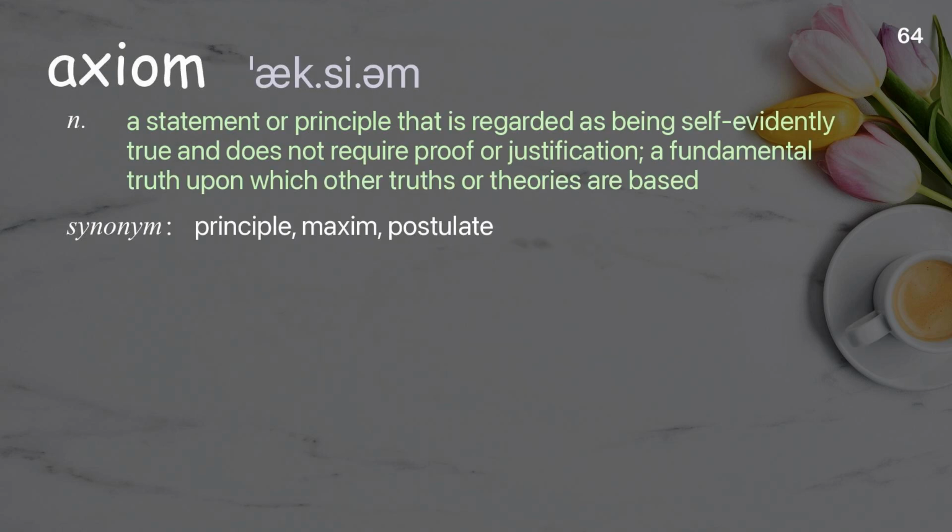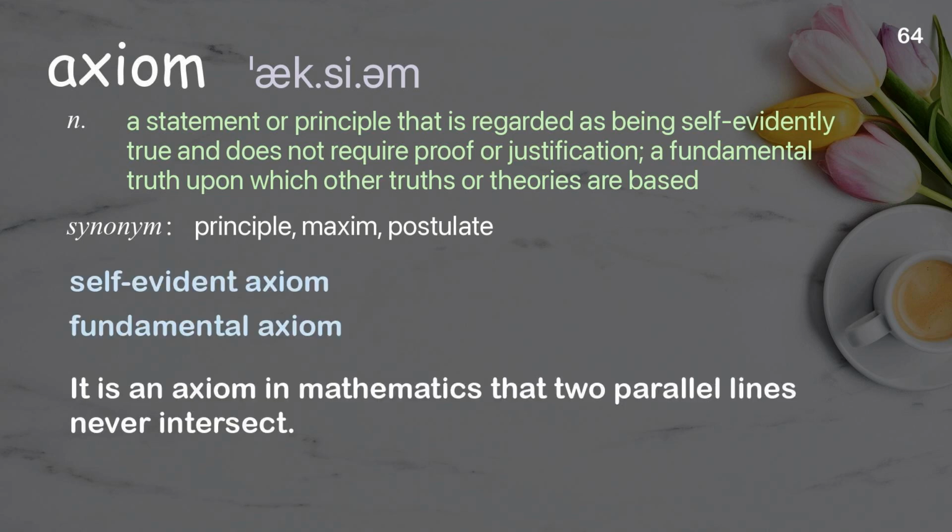Axiom: A statement or principle that is regarded as being self-evidently true and does not require proof or justification, a fundamental truth upon which other truths or theories are based. Examples: Self-evident axiom. Fundamental axiom. It is an axiom in mathematics that two parallel lines never intersect.